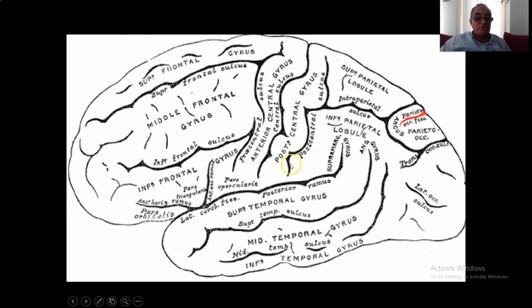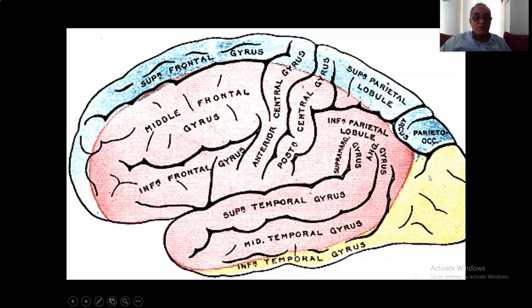How can you identify them? The sylvian fissure, when it turns its direction up, ends into the supramarginal gyrus, and the superior temporal sulcus, when it turns up, ends into the angular gyrus, and also here behind the parieto-occipital fissure, present on the medial surface, extending a bit to the lateral surface behind the occipital loop.